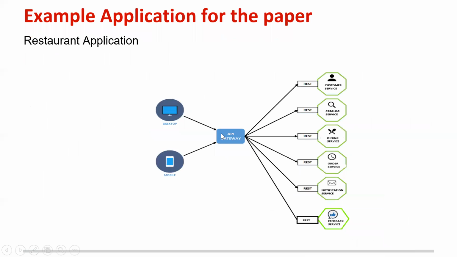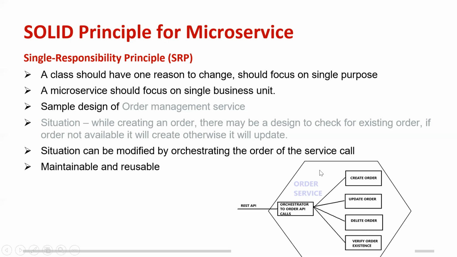For example, in the restaurant application, we have the order service. How can we apply the SOLID SRP principle to the order service? Consider the situation where, at present, the order service is creating an order object or a record at the back end. Whenever it receives a request to create an order, it will check for an existing order. If the existing order is not available with the current ID, it will create a new order.